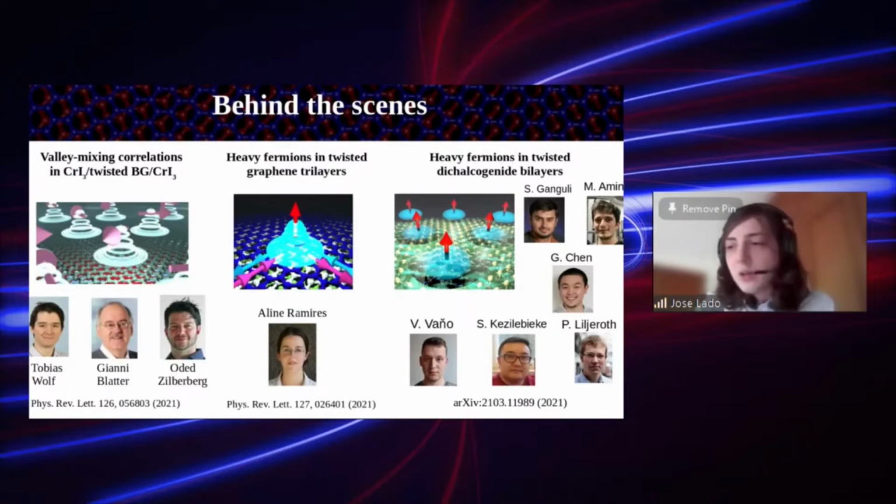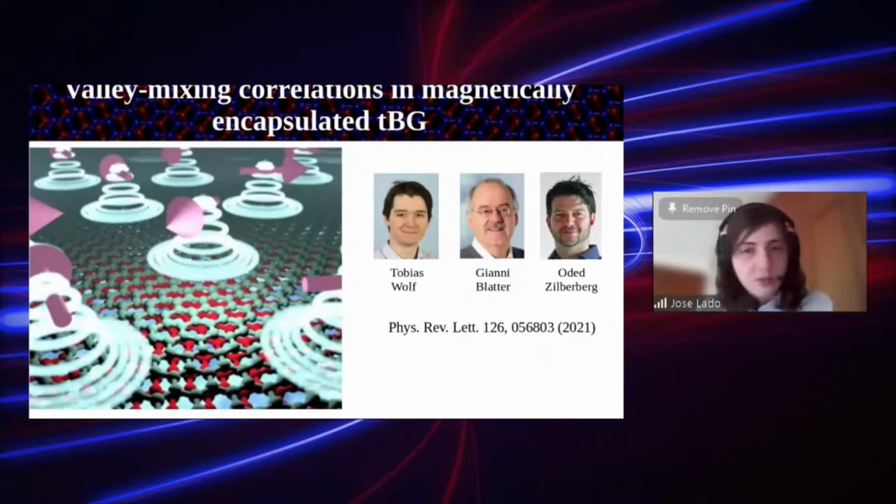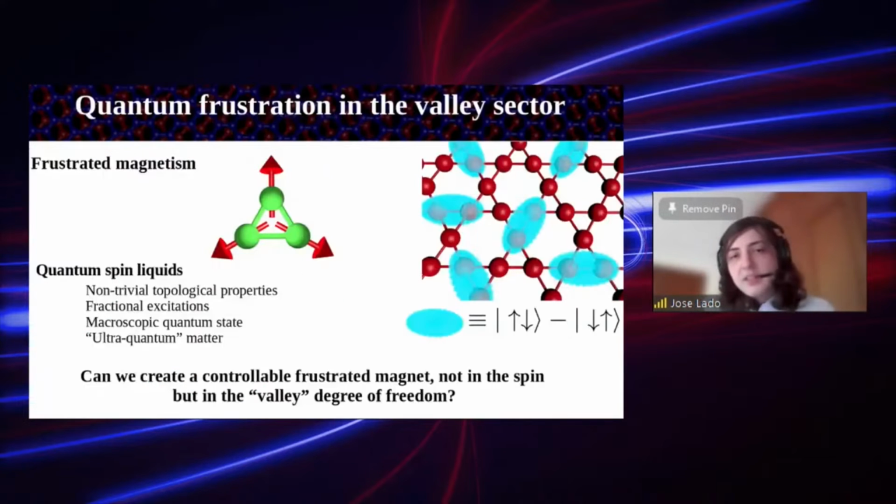So let me start with the first part of what I want to tell you today, which is how we can use traditional magnetic materials to engineer correlated states of matter in twisted van der Waals systems. And this story is thanks to Tobias, Gianni, and Odette. So the basic idea is that since we have different lattices, electronic dispersions and interactions, we can start dreaming about realizing correlated states that we already observed in conventional compounds.